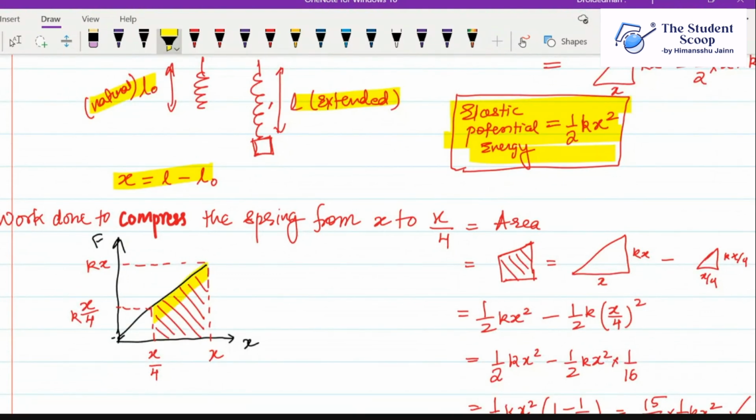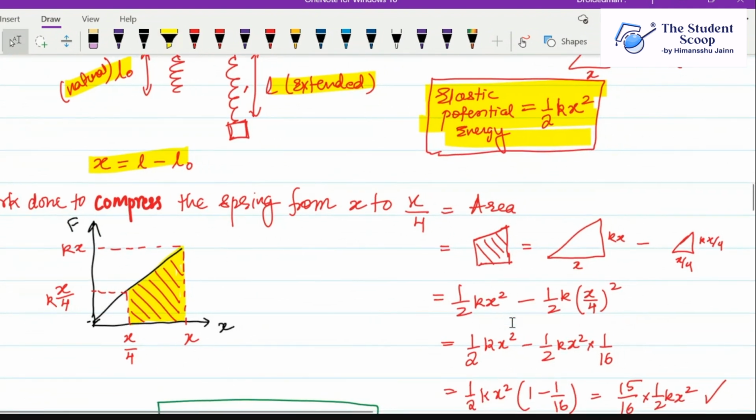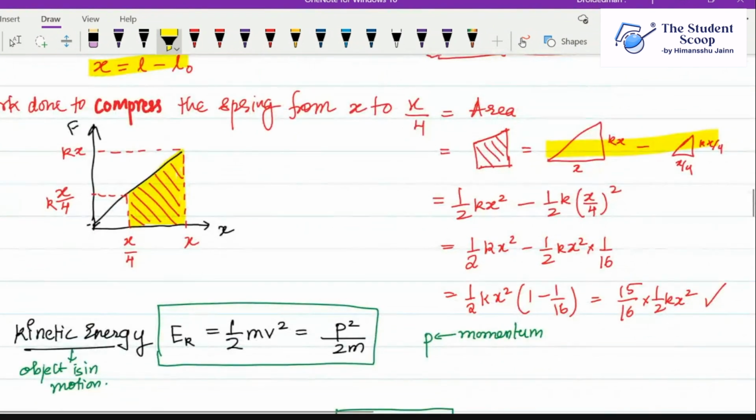This area. Now, most of the time, the mistake students make is that they take the area directly of half kx square and replace the x with x by 4. In that case, they might get a wrong answer. So it is always better to rely on the graphs and accurately calculate the area that is needed. So from x to x by 4, it is this area, not this area. To get that, we can subtract the area of a smaller triangle from the area of the bigger triangle, like shown here. And once we do that, we will get 15 by 16 half kx square.